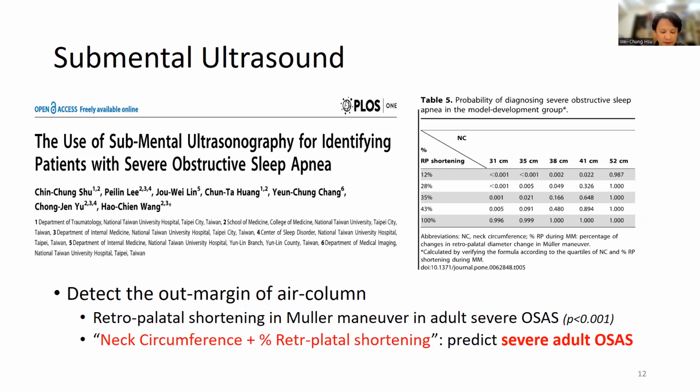This study from Taiwan, by chest physician Professor Wang and his group, also used a segmental view of the ultrasound to measure the width of the retropalatal area in adult OSA patients. They found that in adults with severe OSA, there was a shorter hyperechoic gas line at the retropalatal area under the Muller's maneuver, which could be one of the OSA prediction parameters when combined with neck circumference measurement.